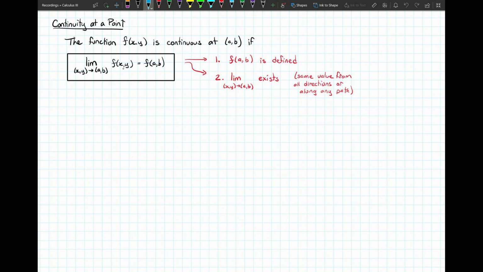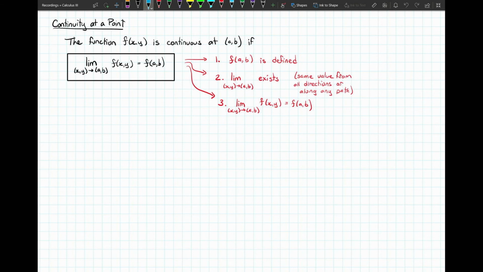So if the limit on the left-hand side does not exist, well, it can never equal the value on the right-hand side. And last but not least, the value of f of a, b must be equal to the value of the limit. That's really what this is saying. Step 3 is making sure that both of those values are the same. Even if they both exist, they don't necessarily have to be equal.